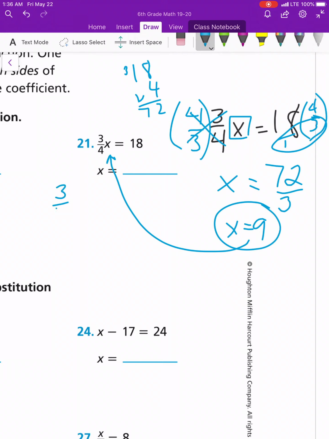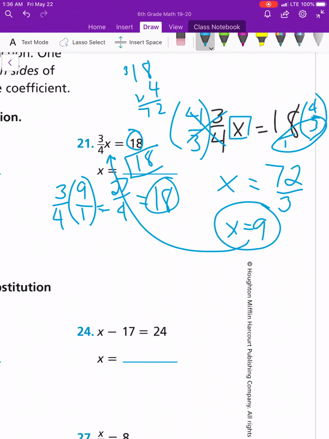So 3/4 times 9 over 1. This should equal 18. Let's find out. 9 times 3 is 27. 4 times 1 is 4. 4 goes into 27... 18 times. So the answer is not 18. The answer is 9. Okay. Oops. I didn't mean to draw that.